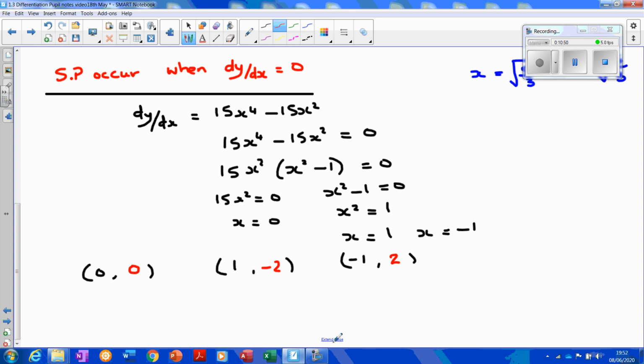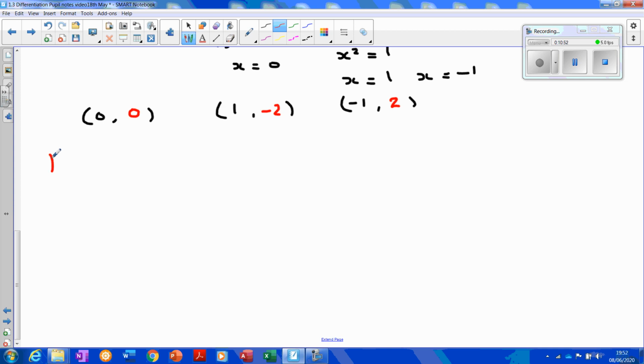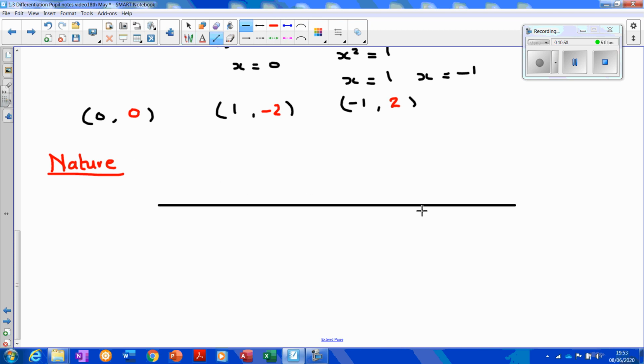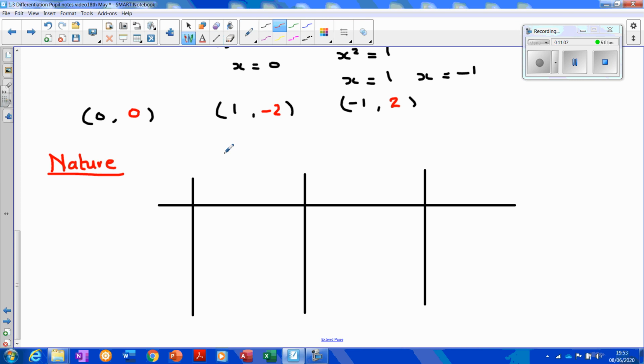Right, so 3 stationary points, we need to know what the nature is. So nature, split your table into 3 sections this time, because we've got 3 stationary points. So there's 1, 2 and 3. Now take your stationary points, smallest x value first, so it's minus 1 in here. The next one is at 0, and the next one is at plus 1. I want to know what's happening before, what's happening after, before, before, and after. That's all the x values.